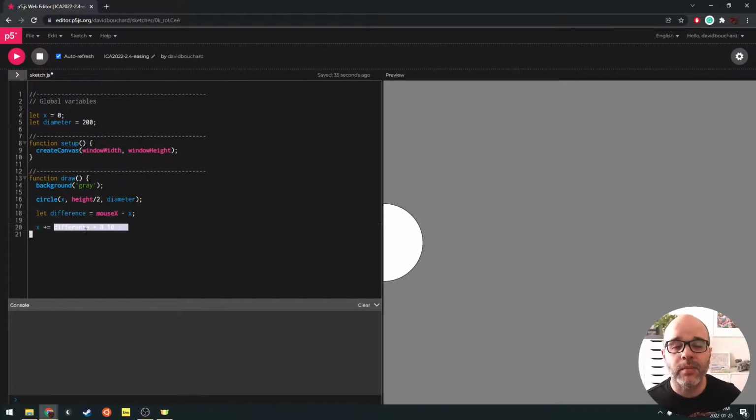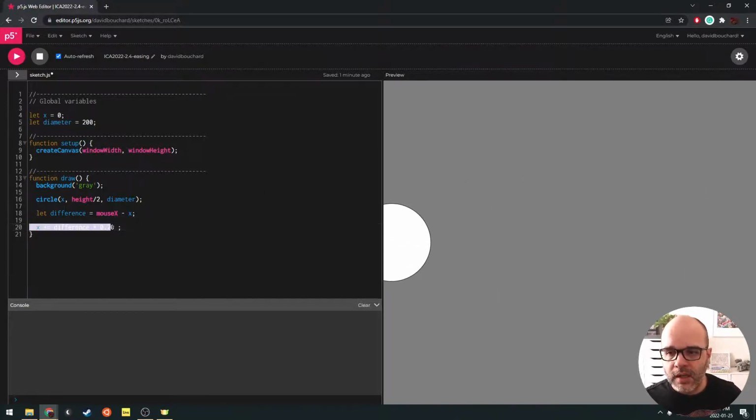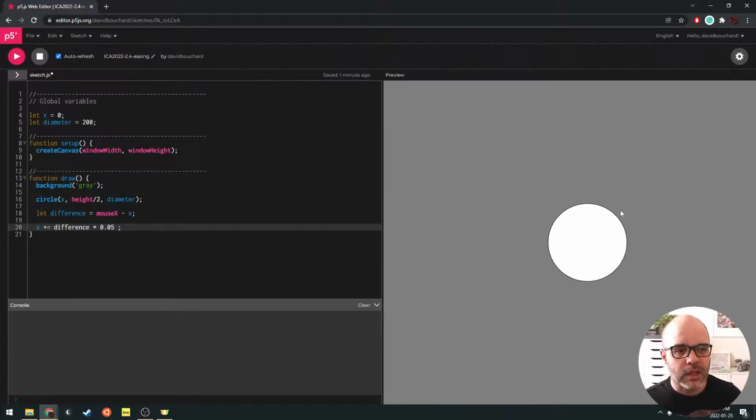This is taking 10% of the difference every time in every frame, and then moving by that much. Or we could say 20%, and then this would go faster. Or we could say 5%, 0.05, and now it goes slower. It just slows down the behavior.